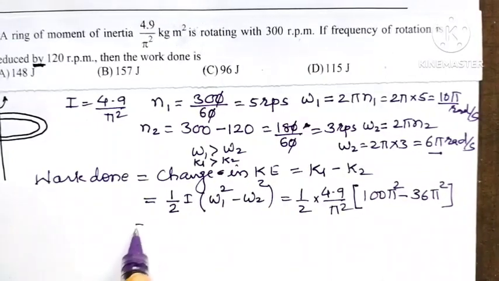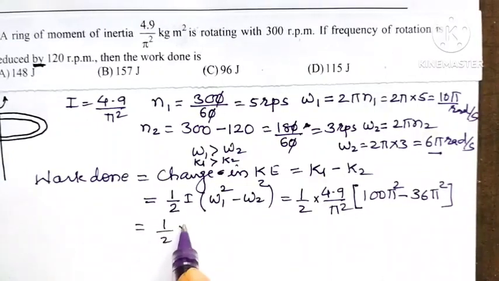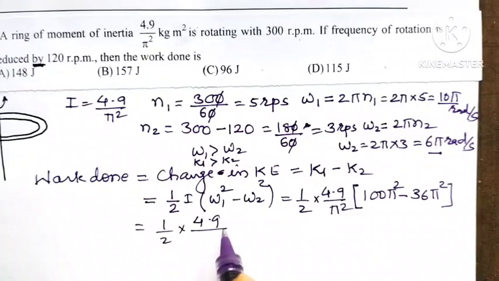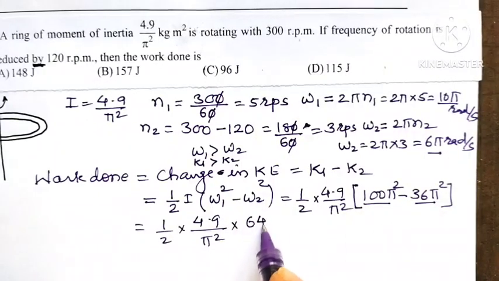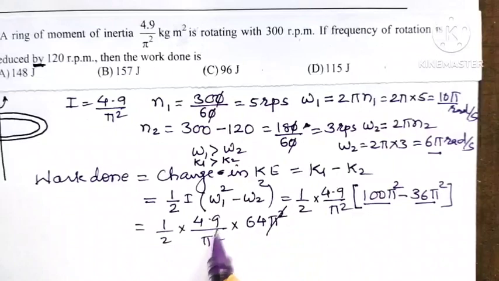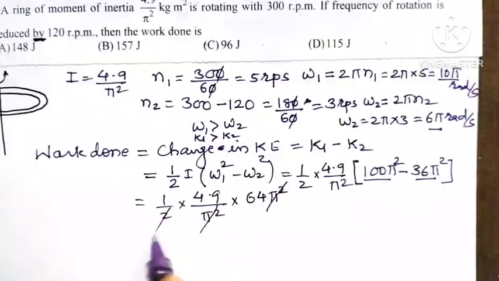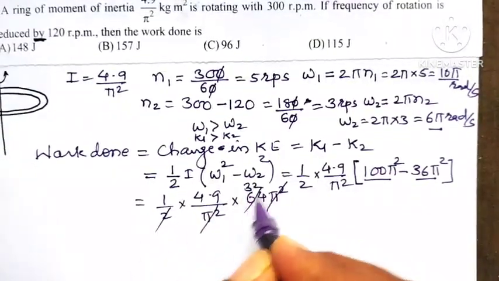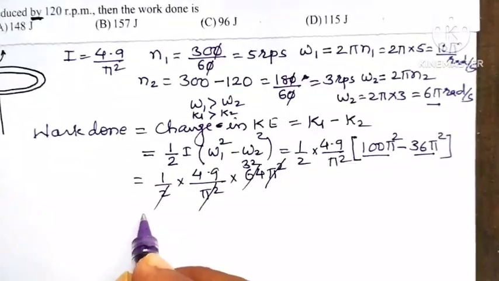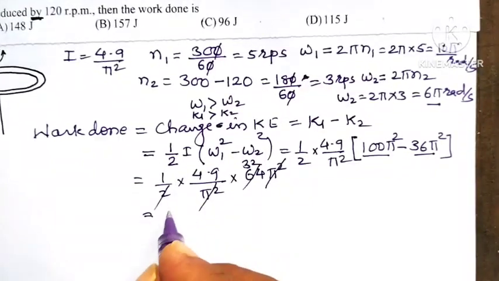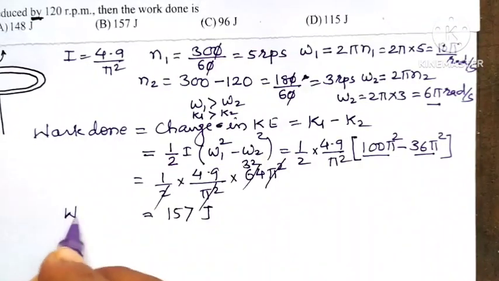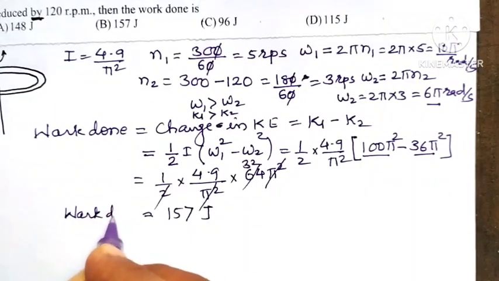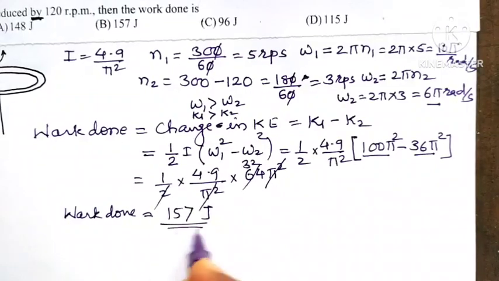So work done is equal to half into 4.9 divided by pi square into 100 pi square minus 36 pi square, means it is 64 pi square. So this pi square gets cancelled with pi square. 2 ones are 2, and here it is 32. 32 multiplied by 4.9. So it is approximately 157 joule. So work done is equal to 157 joule.